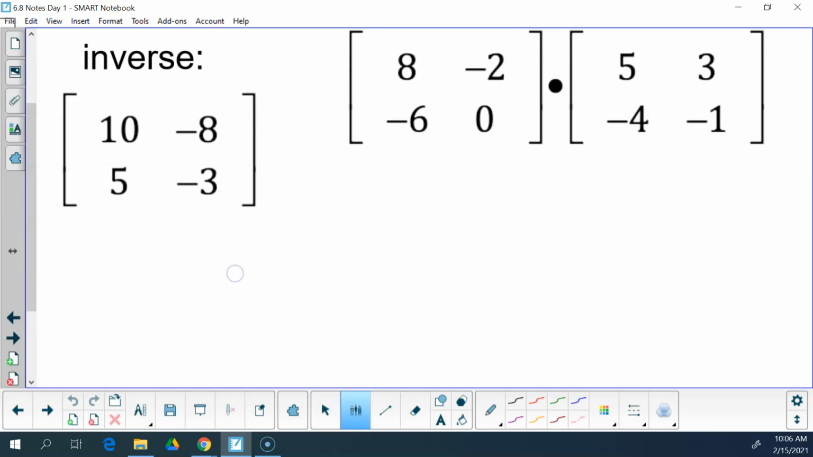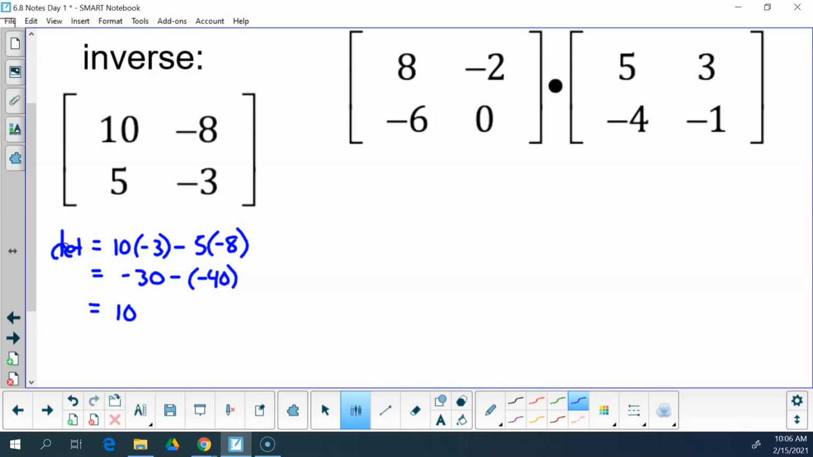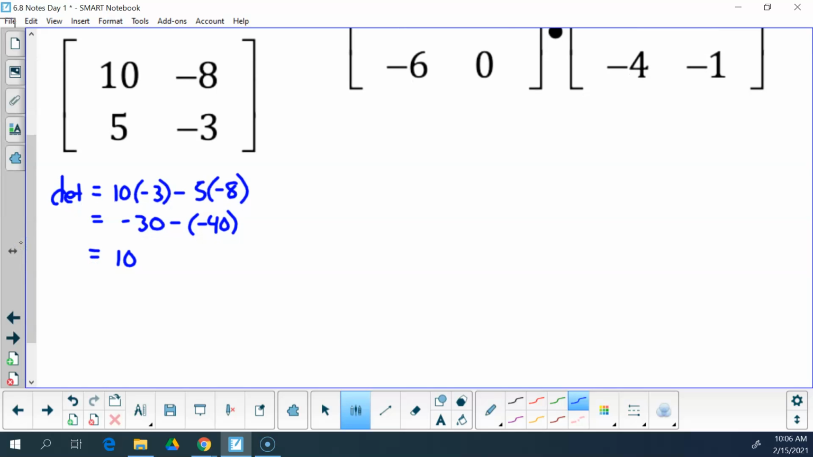So if I'm finding the inverse of the first one, the first thing that I need to find is the determinant. And the determinant is going to be cross minus cross. So that's 10 times negative 3 minus 5 times negative 8. So that's going to be negative 30 minus negative 40, which is really negative 30 plus 40, which is positive 10.